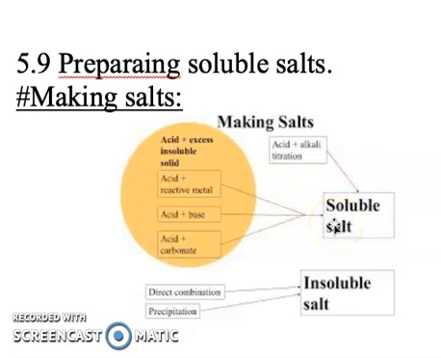Let us see first the category of soluble salt. In that there are three methods in which we get soluble salt: acid plus reactive metal, second is acid plus base, and third one is acid plus carbonate. By these three methods we get soluble salt. Similarly, for insoluble salt there are two methods, that is direct combustion and second one is precipitation. Let us first see soluble salt.